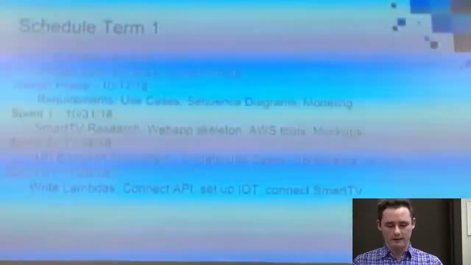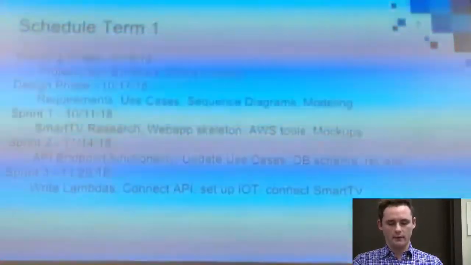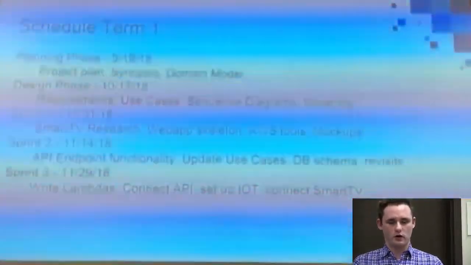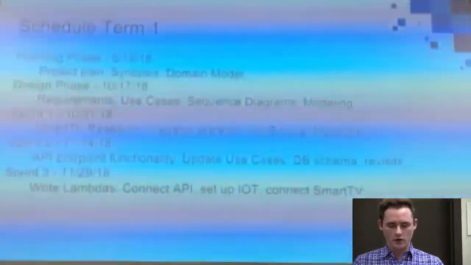So for our first sprint, we got done things such as doing research on the smart TV to figure out which OS would be the best to use, and built up a web app skeleton of what we wanted that to look like. We got our AWS tools figured out, as well as some mock-ups on the UI design and what we wanted the product to look like, and what to show our sponsor to get validation on where we were going with the project.